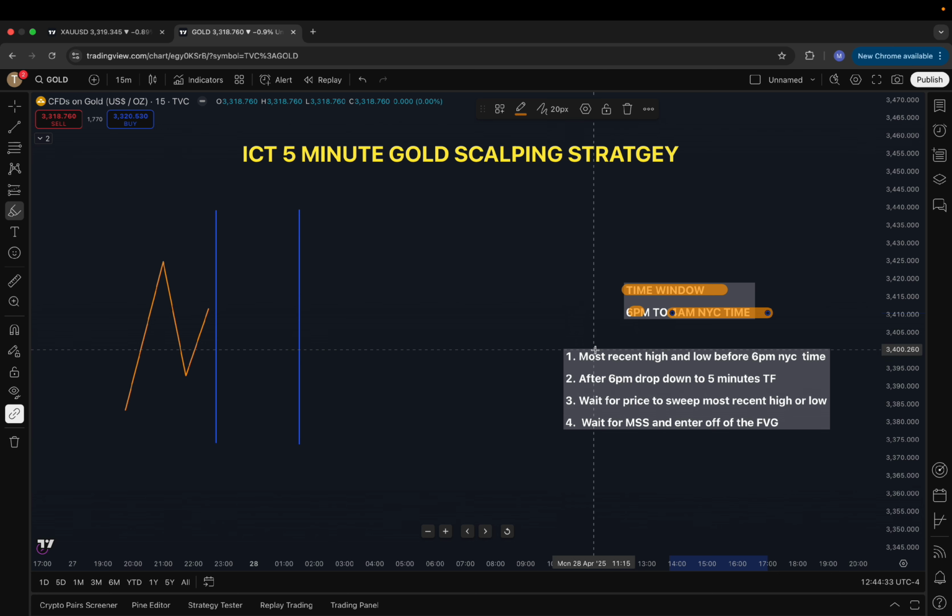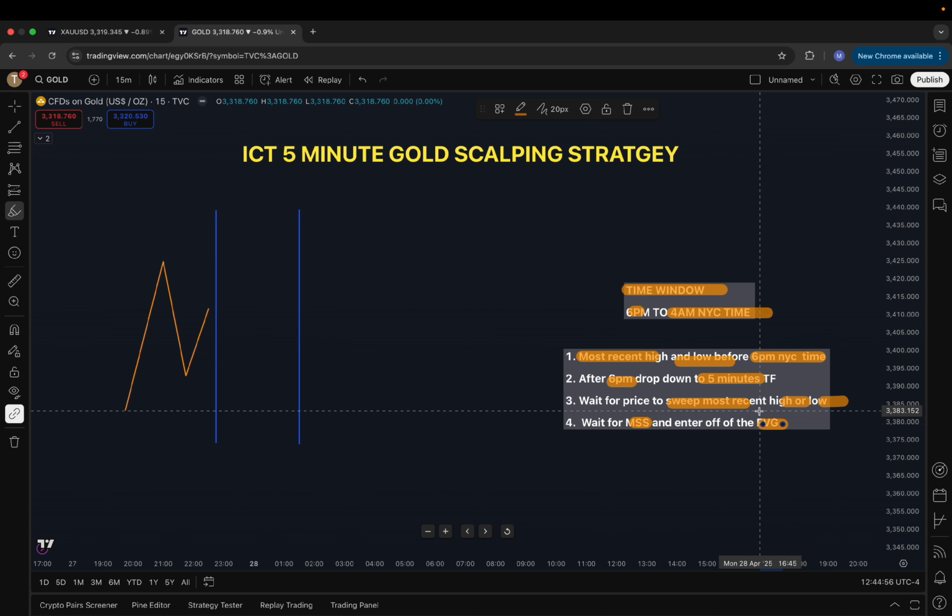So the rules. You want to mark out the most recent high and low before 6 p.m. New York time. Once you've done that, once your time window starts of 6 p.m., you want to drop down to the 5 minutes time frame, and then you want to wait for the sweep of the high or the low, and then you wait for a market structure shift followed by a fair value gap, which you're going to be taking your entry off.